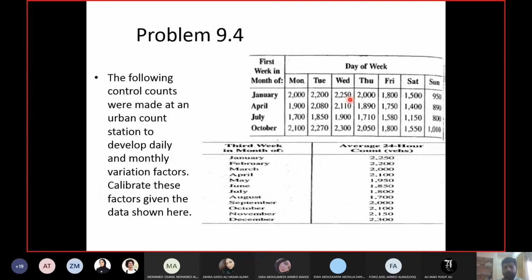First of all, I forgot to mention one point: data for a minor control count location is taken for 5 days, the weekdays. So the minimum number of days for which data is taken at a control count location in one study is 5 days. And I showed you the maximum number of days for a coverage count location is 2 days, 48 hours. So coverage count location data is always less than control count location data, irrespective of the type of control count location. Now they are asking me to find the daily and the monthly adjustment factors.